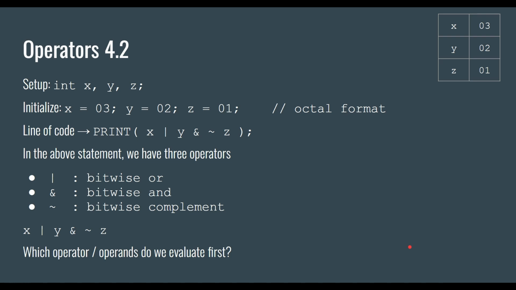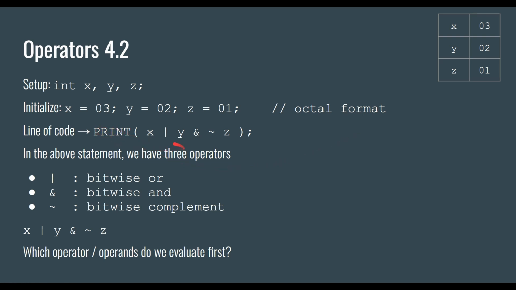So once again, operators 4.2, we have three integer variables, x, y, and z, which we've initialized to be 3, 2, and 0 in octal format, respectively. Nothing has changed from operators 4.1, so these integer variables and their values remain intact.